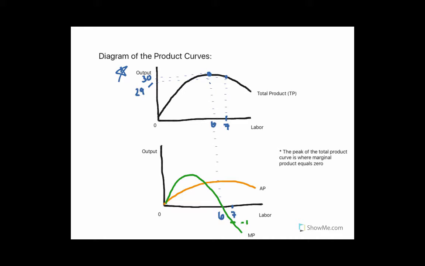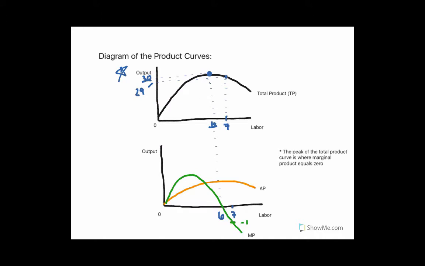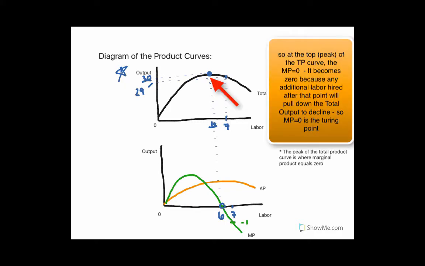At an output of 30, we can see that there is a labor of 6. This 30 and 6 labor represents the total maximum output. So this is going to be the highest point on our graph. It is also important to note that at this point, at a labor of 6, our marginal product down here equals 0. So the peak of the total product curve is where marginal product equals 0.